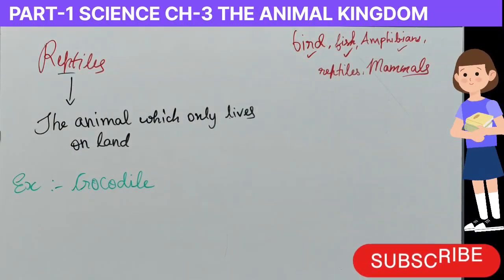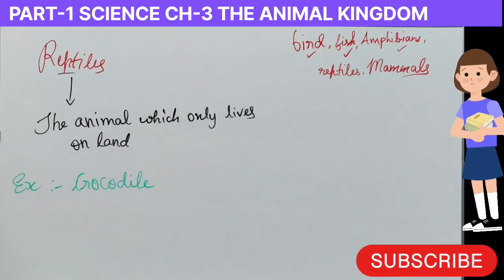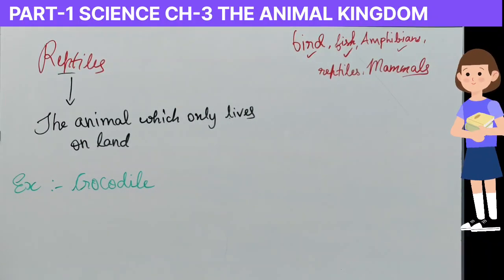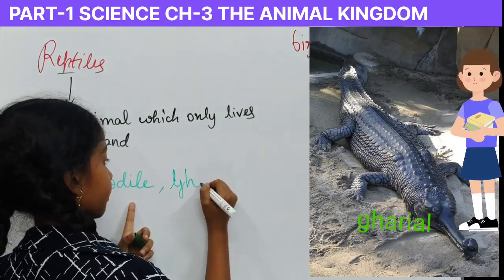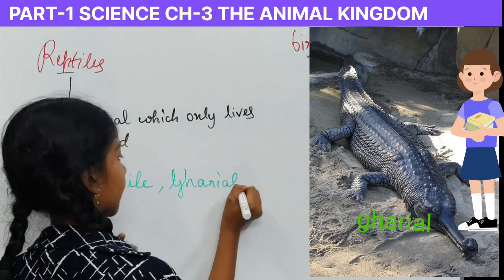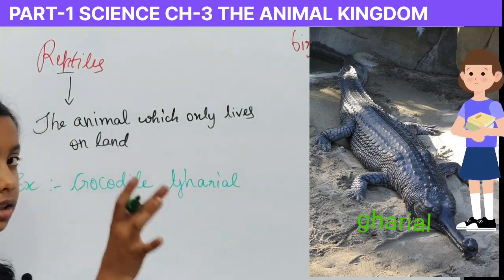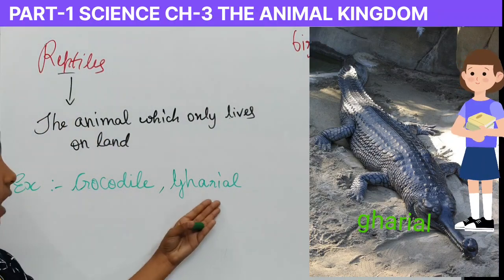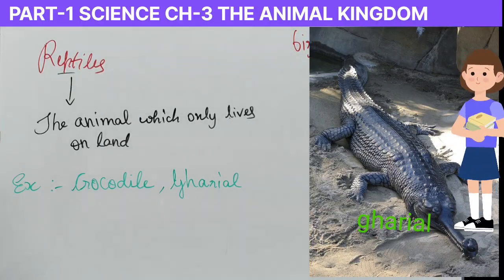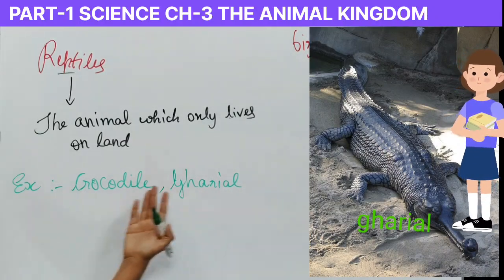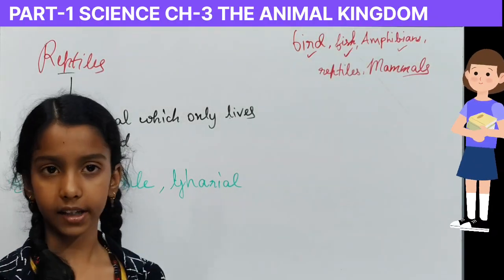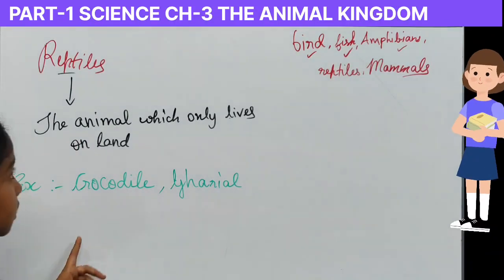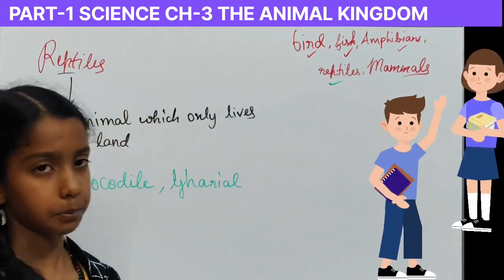And not only the crocodile, there are some more. One is crocodile and one more is gharial. It's also like a crocodile only. Okay. Not only these two, there are many. Just for example, the crocodile and the gharial are reptiles. These two are the animals which only live on the land. Okay. So now we finished the reptiles.